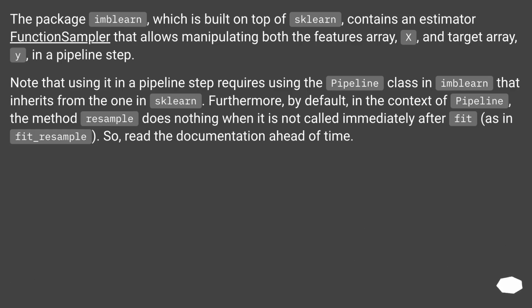The package imblearn, which is built on top of sklearn, contains an estimator FunctionSampler that allows manipulating both the features array, X, and target array, Y, in a pipeline step. Note that using it in a pipeline step requires using the Pipeline class in imblearn that inherits from the one in sklearn. Furthermore, by default, in the context of pipeline, the method resample does nothing when it is not called immediately after fit, as in fit_resample. So, read the documentation ahead of time.